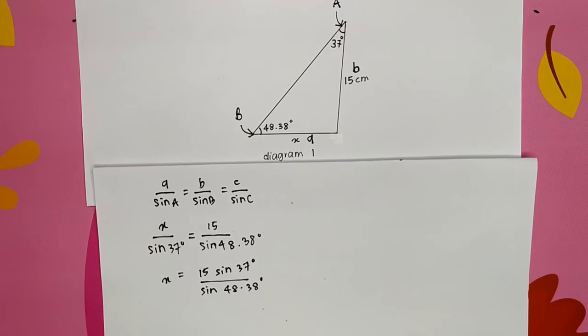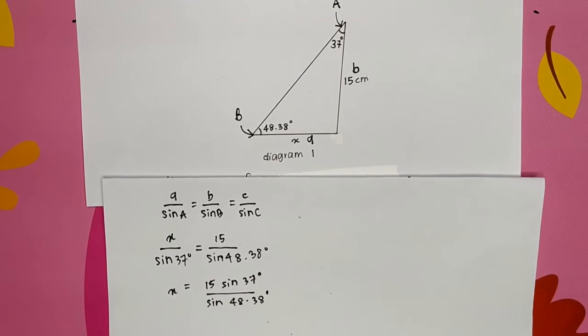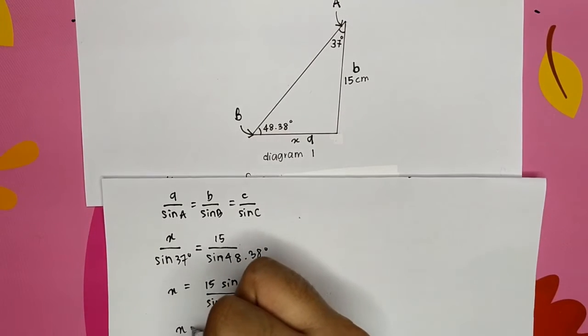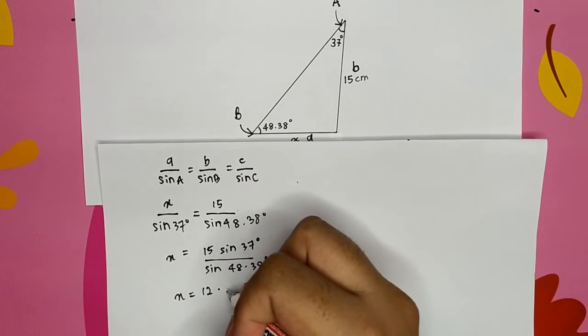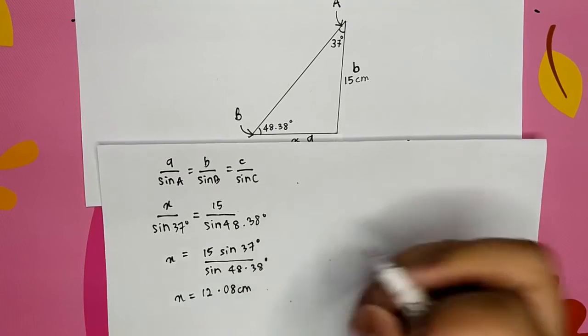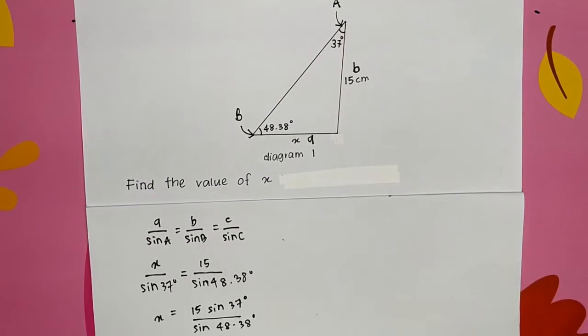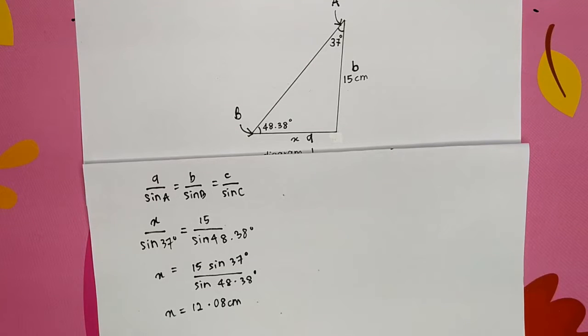So what we need to do next is just press the calculator. If we press the calculator, we will get the answer. x is equal to 12.08 centimeters. So we got the answer already. So let's go to the next question.